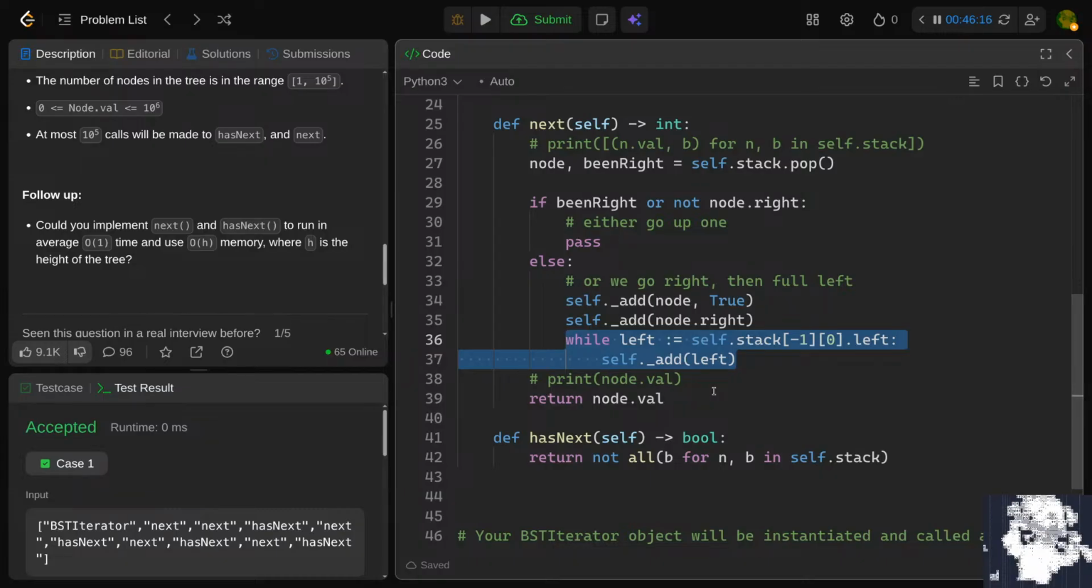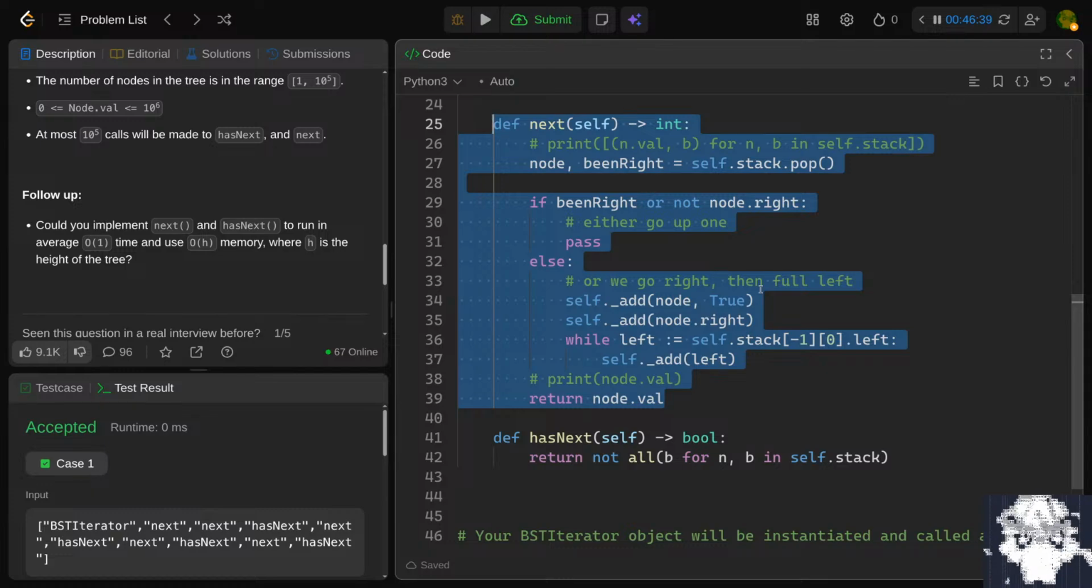So for every node, we will add it to the stack twice. Once with a true, once with a false. Like at most twice. Which means that as you go through all of your nexts, there's an average of 2 things added to the stack per next call, which means it's O of 1 on average. Worst case, you could go O of H, but on average it's O of 1.